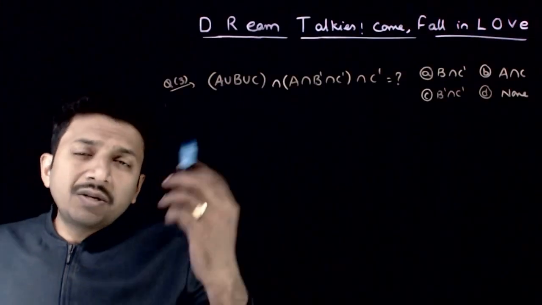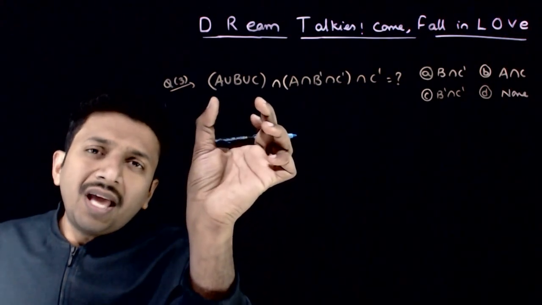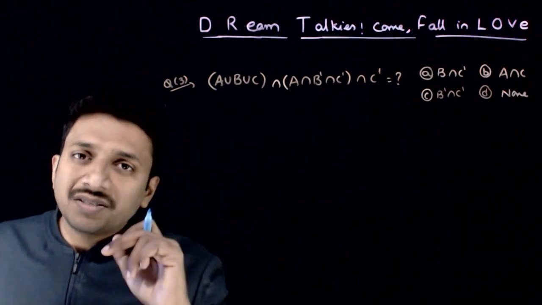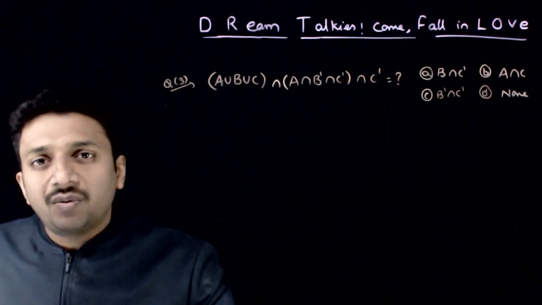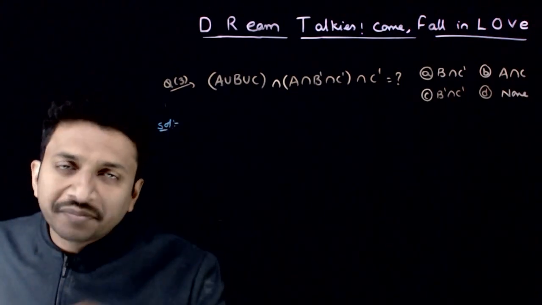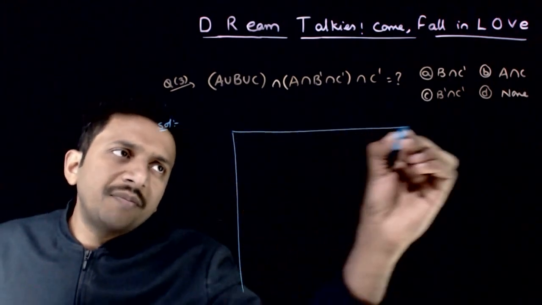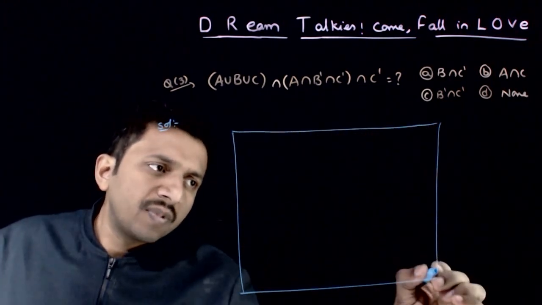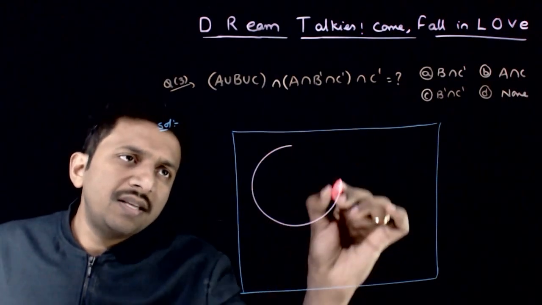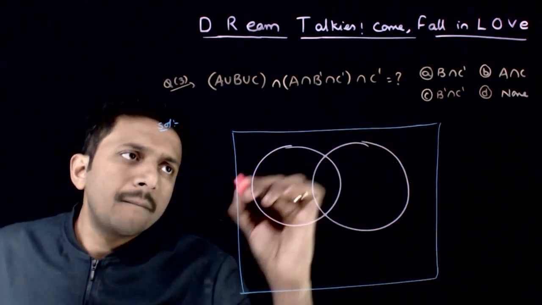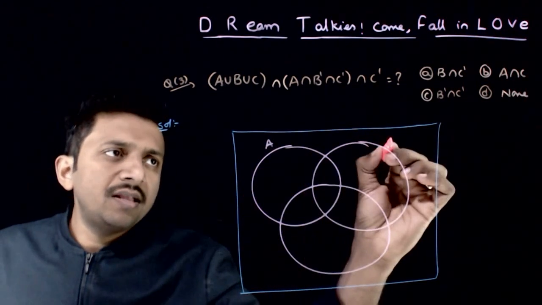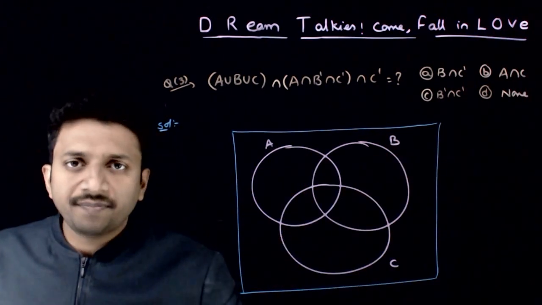Next, let us look at this question. You're given (A union B union C) intersection (A intersection B complement intersection C complement) intersection C complement, and asked what it is equal to. Let us again solve this question using a Venn diagram. Let us draw a Venn diagram corresponding to the situation. Let us take three sets A, B and C. So this is A, this is B and this is C.